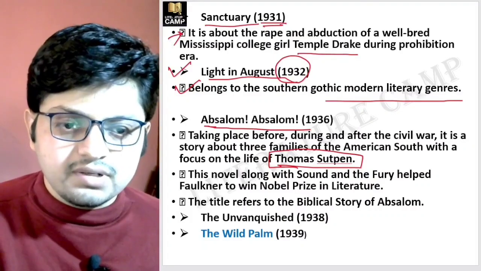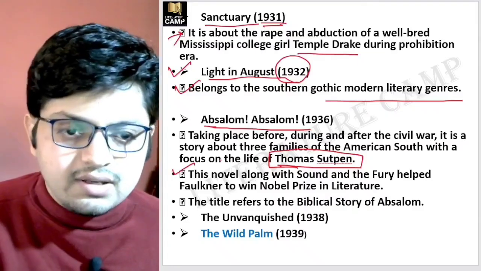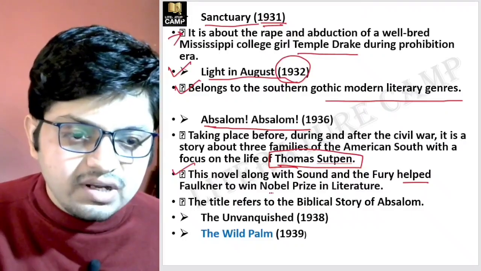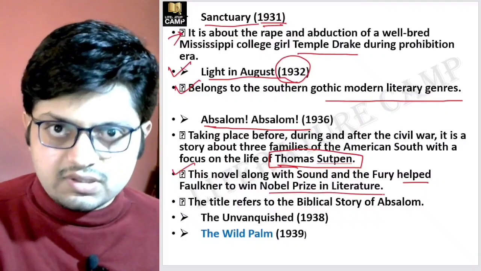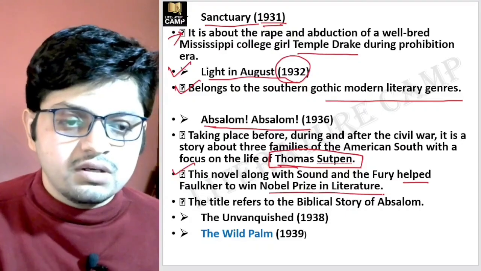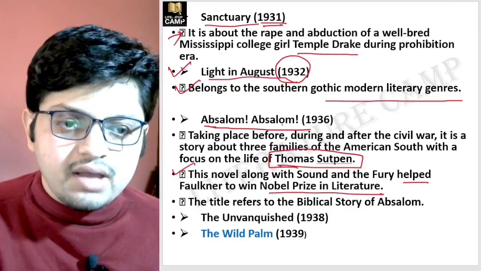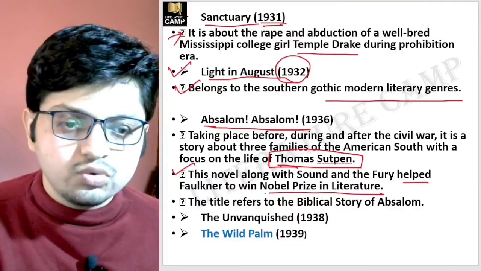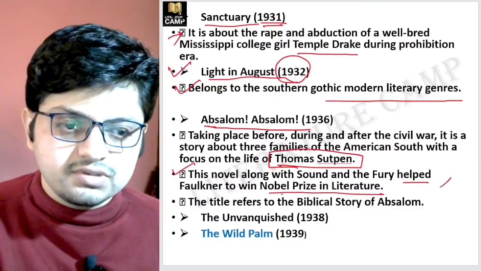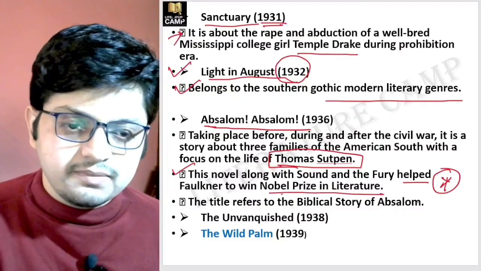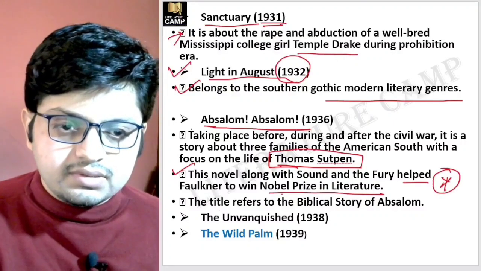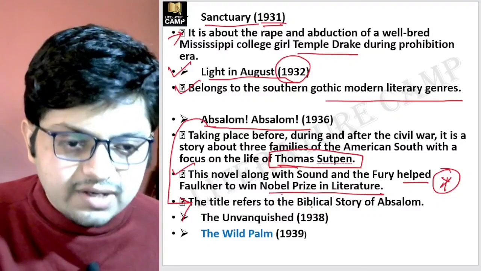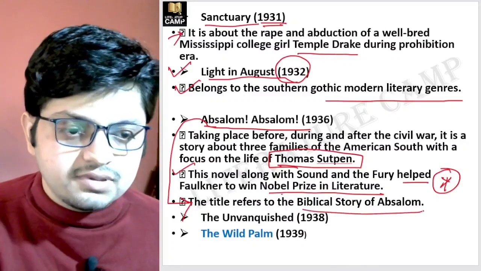This novel, along with The Sound and the Fury, helped Faulkner to win the Nobel Prize in Literature. So he is a Nobel laureate. This is again very important information. The title of Absalom, Absalom refers to the biblical story of Absalom.